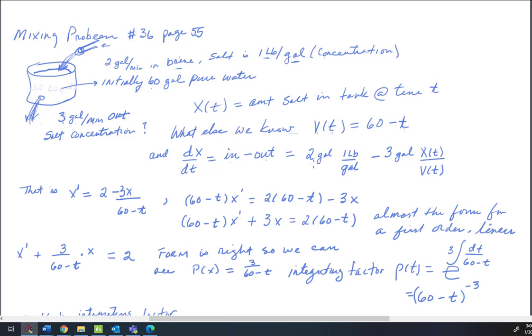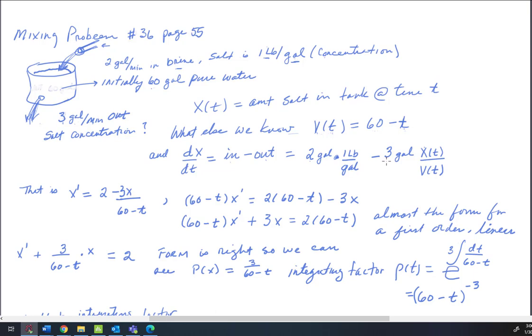And we even can quantify that because what's our in? Our in is, now this is salt in, remember. So it's 2 gallons times the concentration of salt in those 2 gallons. And that was given as 1 pound per gallon was the concentration of the input. So it would be 2 gallons times 1 pound per gallon, and the gallons would cancel out. 2 pounds per minute would be the in.